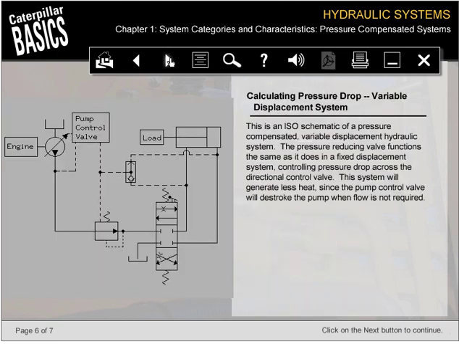This is an ISO schematic of a pressure-compensated variable displacement hydraulic system. The pressure-reducing valve functions the same as it does in a fixed displacement system, controlling pressure drop across the directional control valve. This system will generate less heat, since the pump control valve will de-stroke the pump when flow is not required.